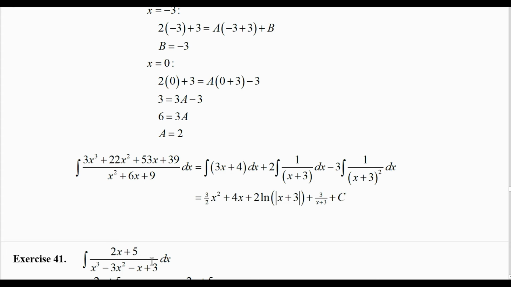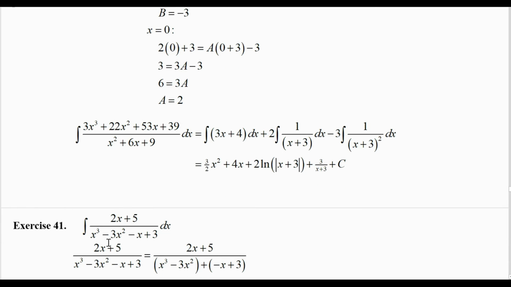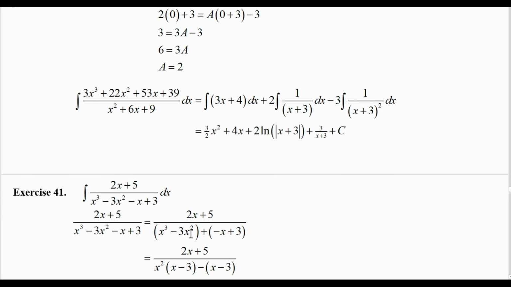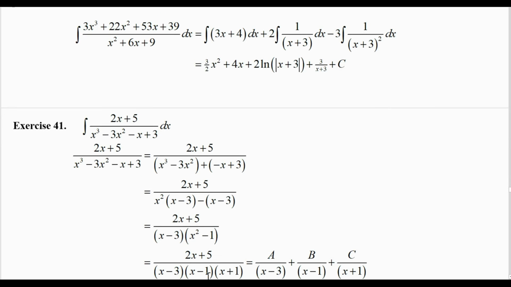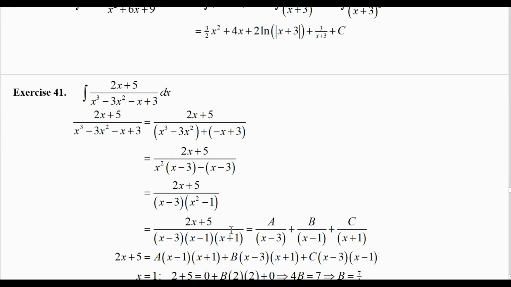Well, this time we don't have to do the long division because it's a proper fraction, but we can factor the denominator by grouping. Group the first two terms plus group the last two terms. In the first one we can factor out an x squared, leaving us x minus 3. In the last part we can factor out a -1, leaving us x minus 3. Now we can factor out a bigger binomial at this point, x minus 3, leaving us x squared minus 1. X squared minus 1 factors as x plus 1 and x minus 1. So when it's all settled, the denominator factors as x minus 3 times x minus 1 times x plus 1, and we still have 2x plus 5 on the top.